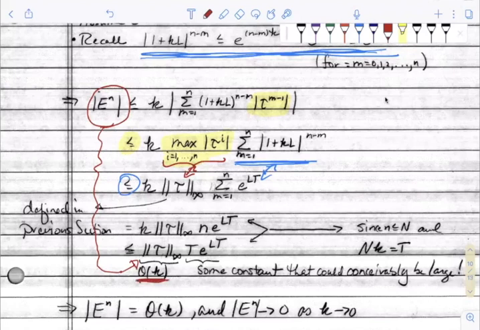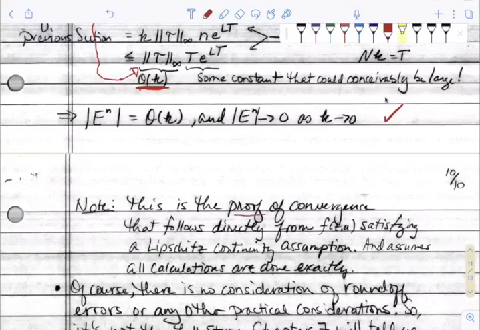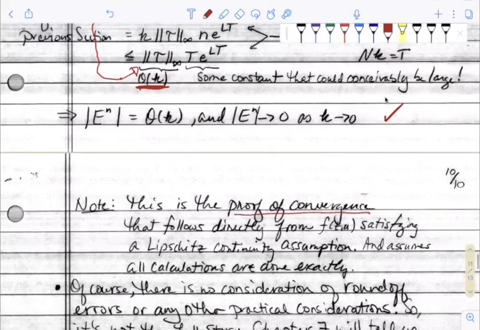So if I allow k to go to 0, we will get global error at the nth time step going to 0 as we refine our step size. That is our proof of convergence, and it follows from F satisfying that Lipschitz continuity assumption that we mentioned a bit in class.